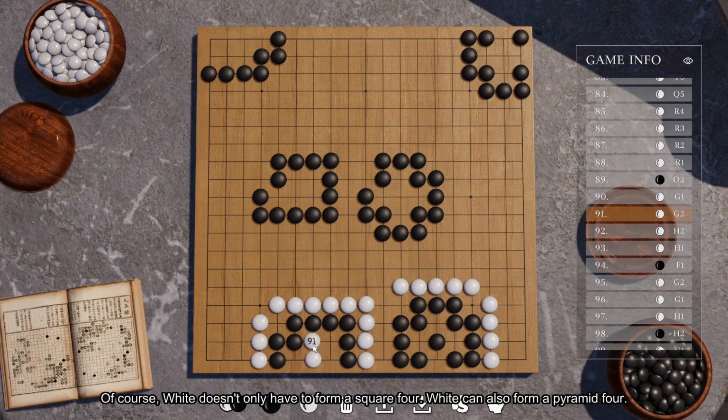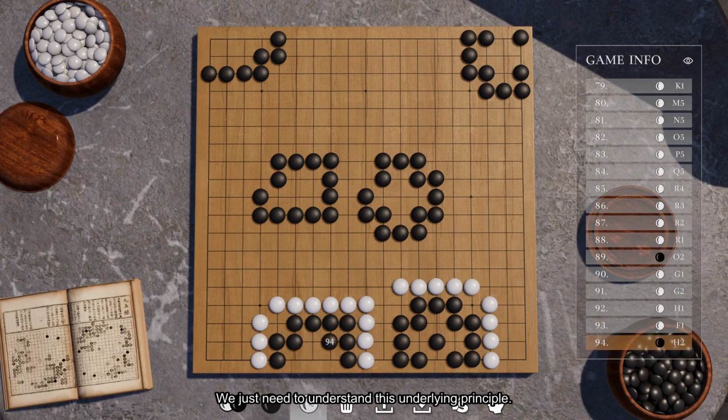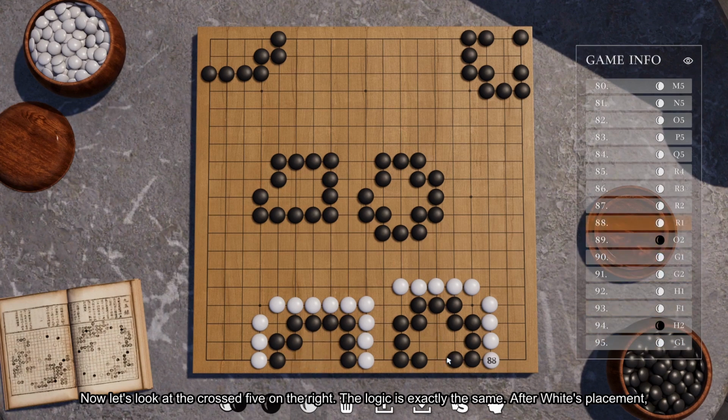Of course, white doesn't only have to form a square 4. White can also form a pyramid 4. We just need to understand this underlying principle. Now let's look at the crossed 5 on the right. The logic is exactly the same.